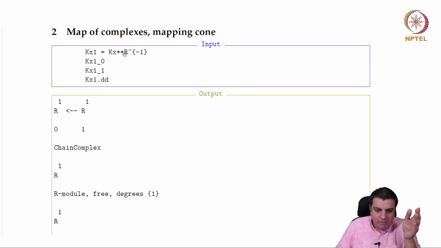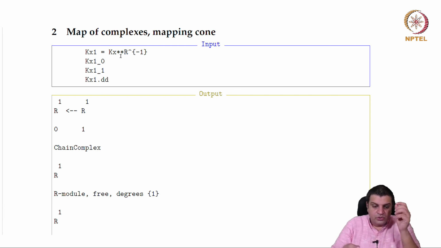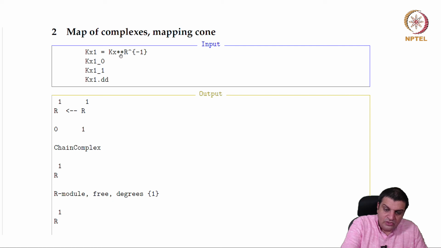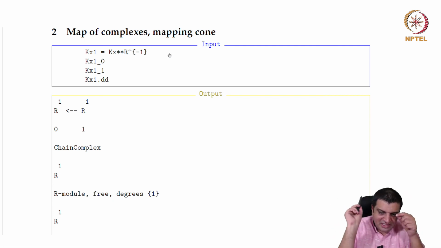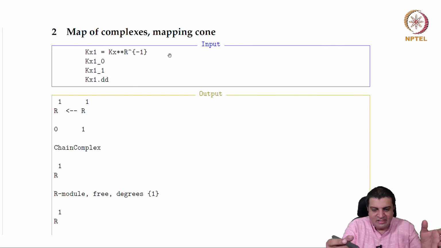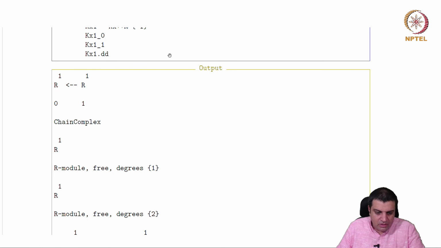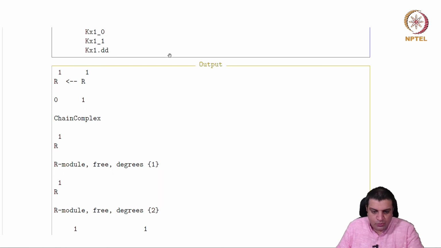Remember, if multiplication by y has to be homogeneous, then it has to come from r minus 1 to r0. So we take kx itself, but in order to be able to multiply by y, we shift the degree and call it kx star r minus 1. It has a correct interpretation in terms of tensor products, but for us we will just treat it as shifting degrees. Okay. So now we ask for kx1.